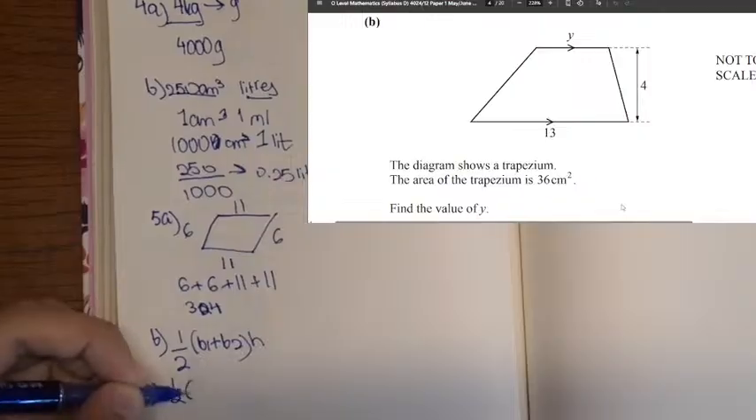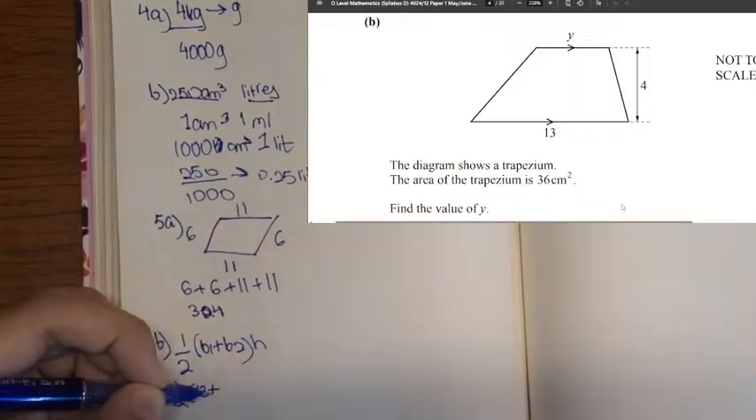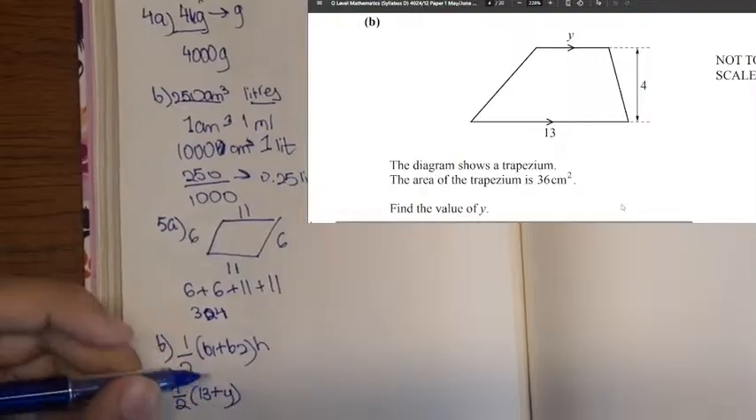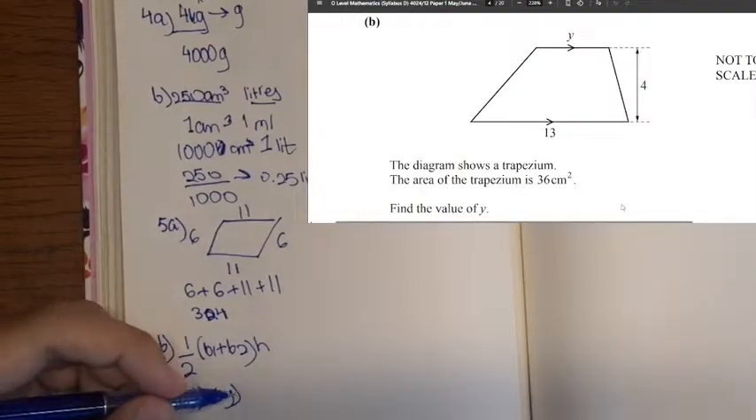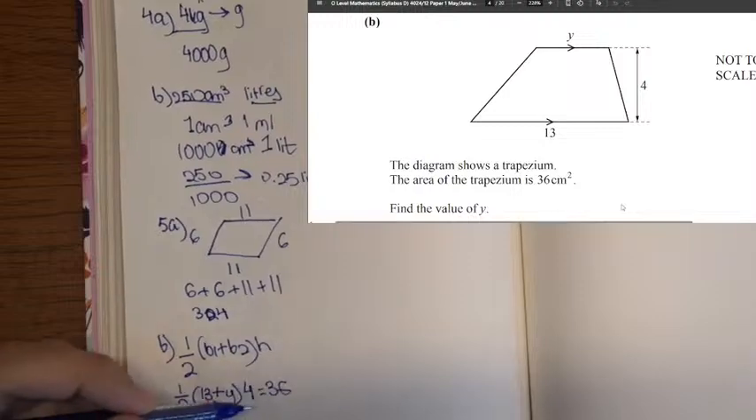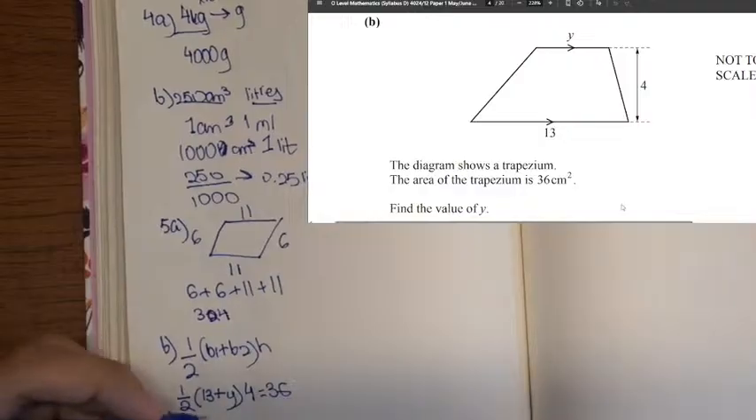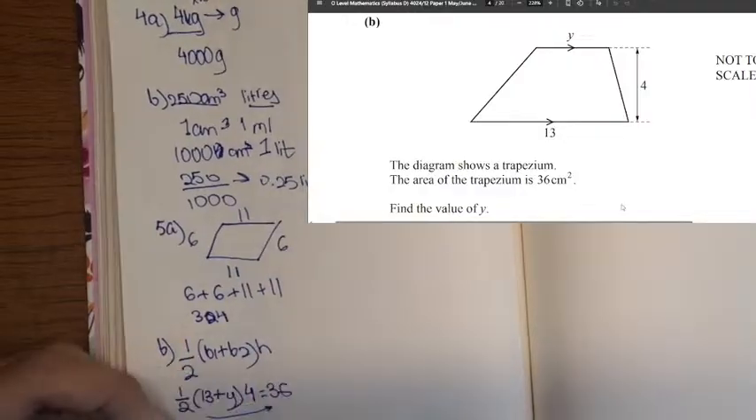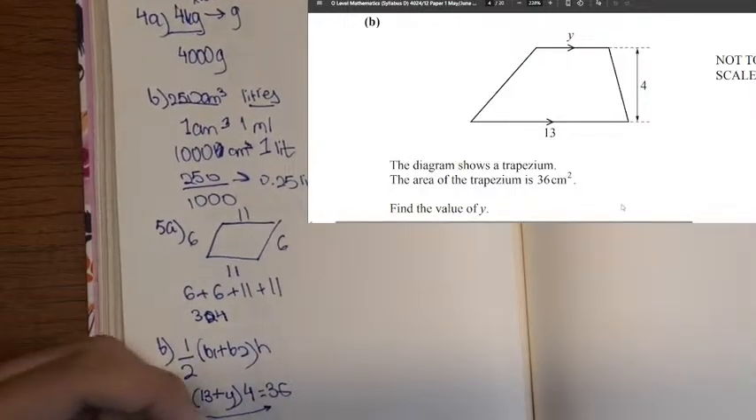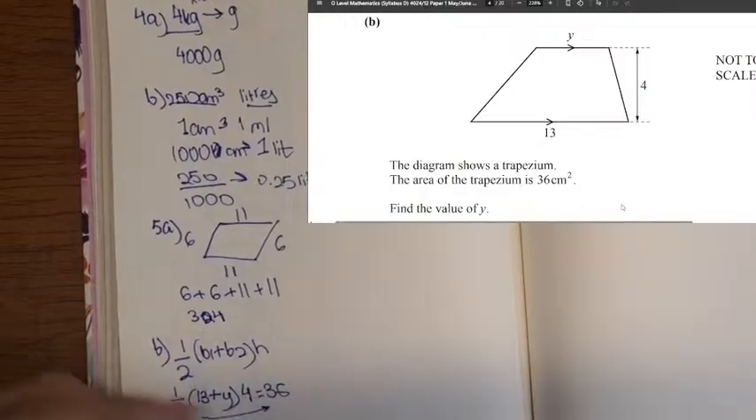1 upon 2, b1 is obviously 13, which is one of the parallel sides, and the other parallel side is y, which we do not know as of yet. And the height that we have here is 4. And the area that they've given us is 36. So using this formula, let's just find out the base of that trapezium, right? So multiplying by 2 on both sides, we get 13 plus y is equal to 36 times 2 divided by 4.